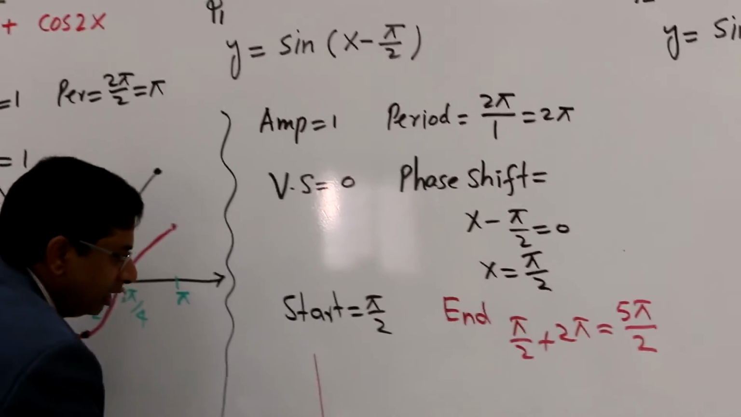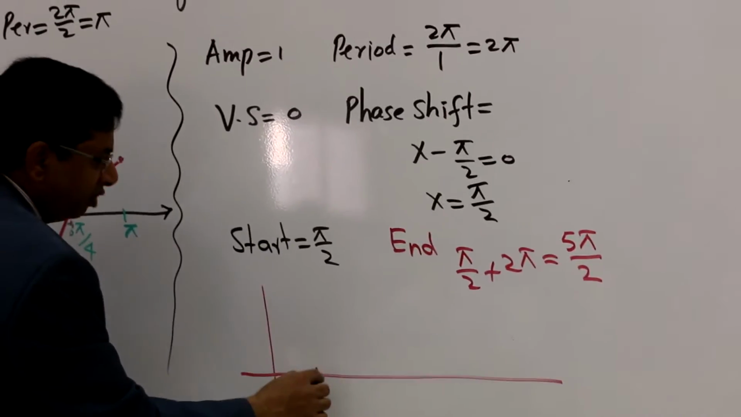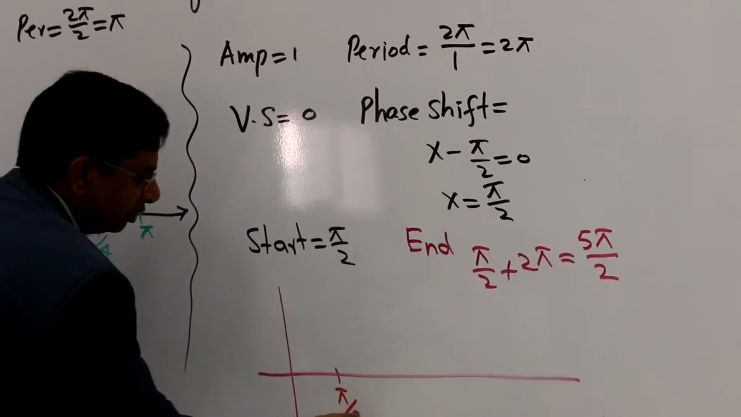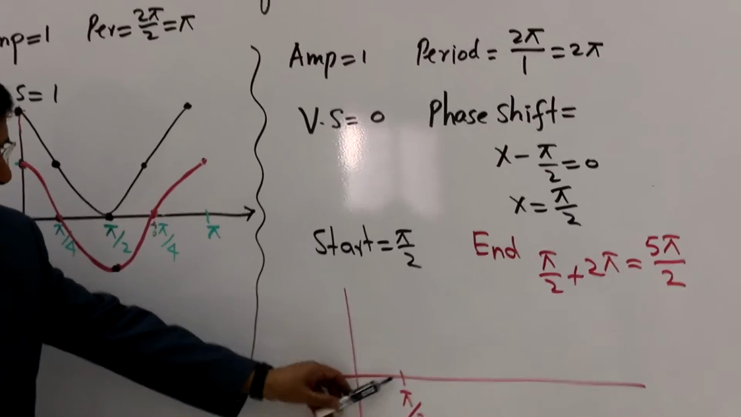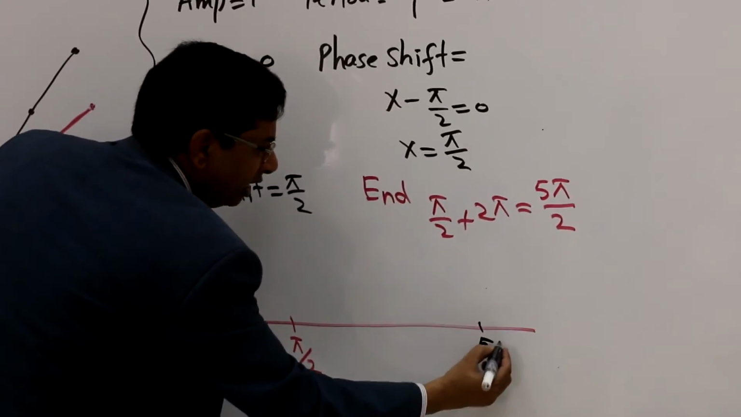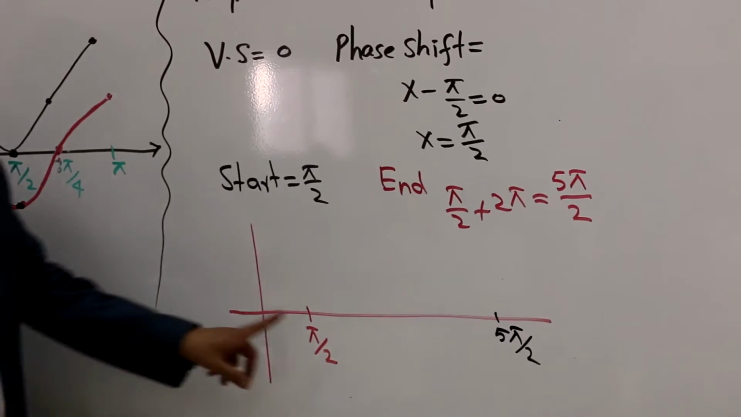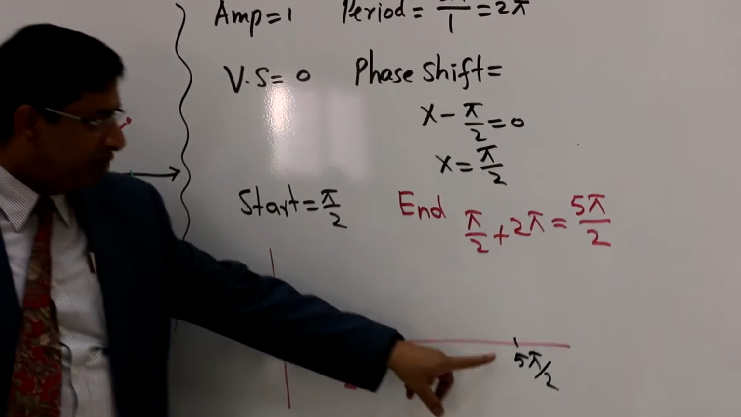I mean, your graph is starting from pi over 2. So I write over here pi over 2 in this way. Starting from here and ending at point 5 pi over 2. Starting from pi over 2, it ends at 5 pi over 2.